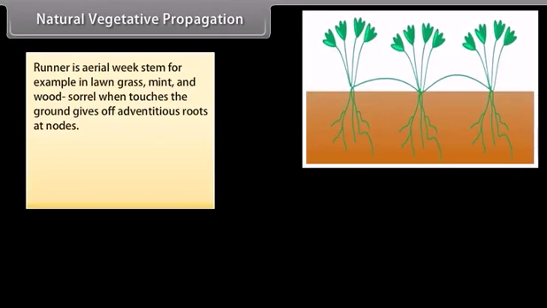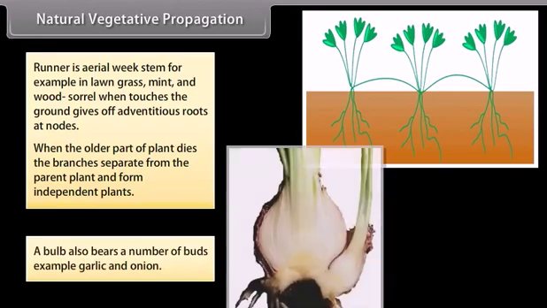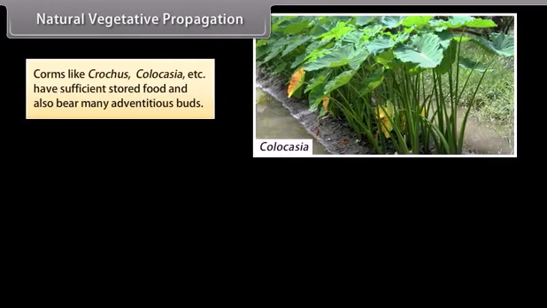A runner is an aerial weak stem, for example in lawn grass, mint, and wood sorrel. When it touches the ground, it gives off adventitious roots at nodes. When the older part of the plant dies, the branches separate from the parent plant and form independent plants. A bulb also bears a number of buds, example garlic and onion. Corms like crocus, colocasia, etc. have sufficient stored food and also bear many adventitious buds.